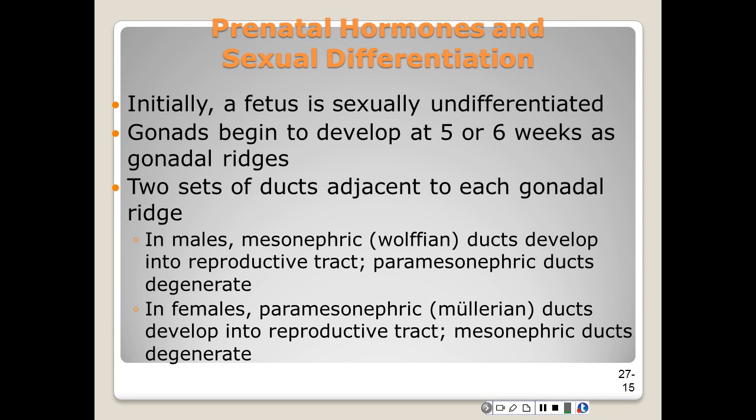Adjacent to each of the gonadal ridges are 2 ducts: the mesonephric and the paramesonephric. In males, the mesonephric ducts develop into the reproductive tract, and the paramesonephric ducts start to degenerate. In females, the opposite occurs: the paramesonephric ducts develop into the reproductive tract.